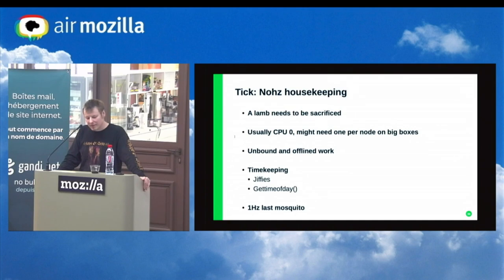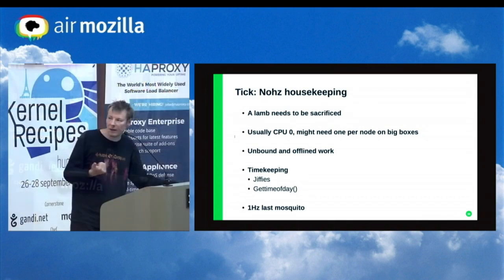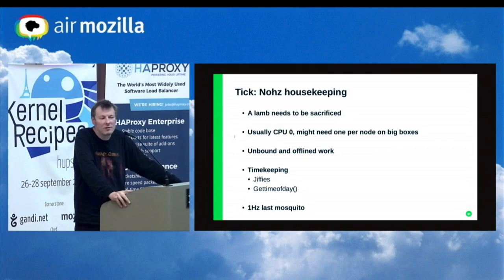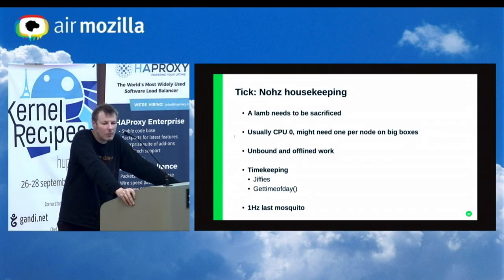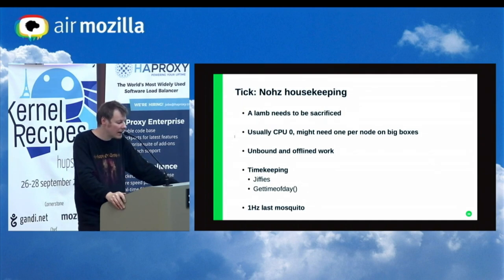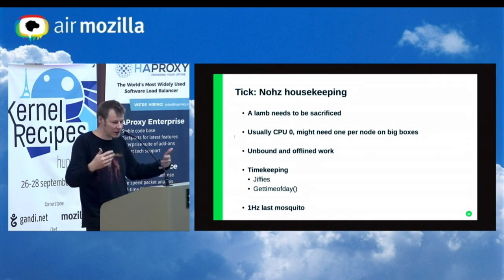Also, last constraint, you need to keep one CPU with the tick. This is what we call housekeeping. This is the lamb you need to sacrifice in the end. Usually, we use CPU 0 for that. But if you have a very large number of CPUs, such as 1,024, you might need to define one housekeeper per domain, per node. But actually, I never tried that myself, so there may be lots of surprises if you try that. But this is something that we will need to handle in the long term.